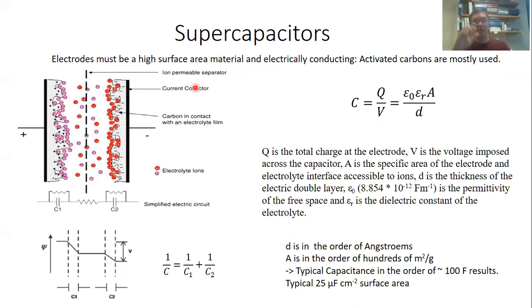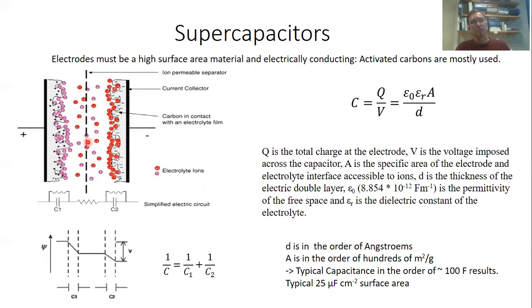So we basically have now two activated carbon electrodes, which have a high surface area and are electronically conducting. And these activated carbon electrodes are separated by an electrolyte, which acts as the dielectric. Okay, so that electrolyte is not electronically conducting. It is only ion conducting.